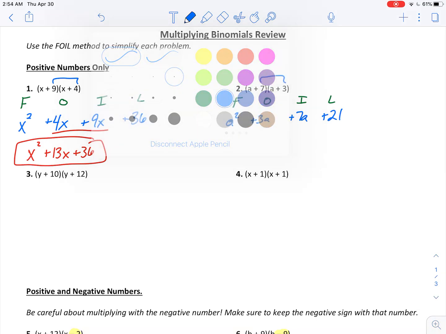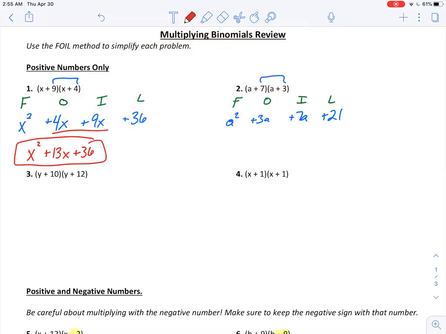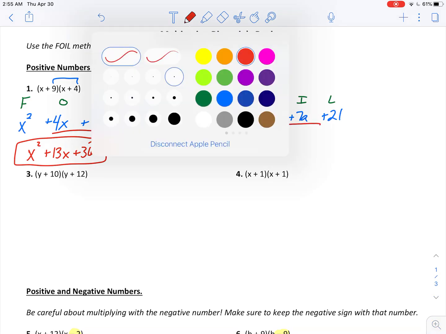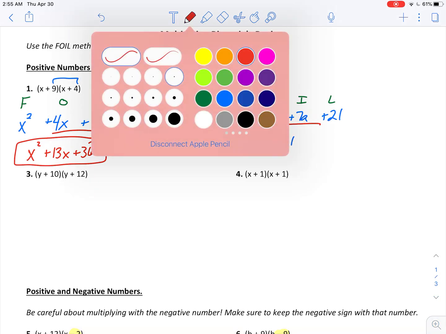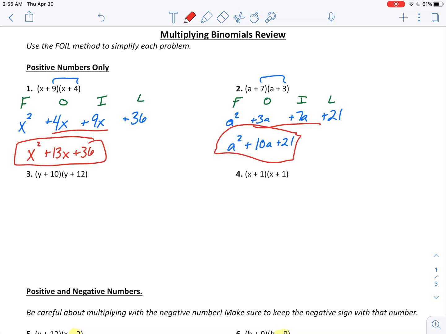So again, let's combine our like terms. I've got like terms here. So I'll do a squared plus, and what's 3a plus 7a? Well, 3 plus 7 is 10. So it would be 10a plus 21. So that's going to be my final answer here. I'd like you guys to pause the video, and you can try these last two, and I will put the answers up here in a second.